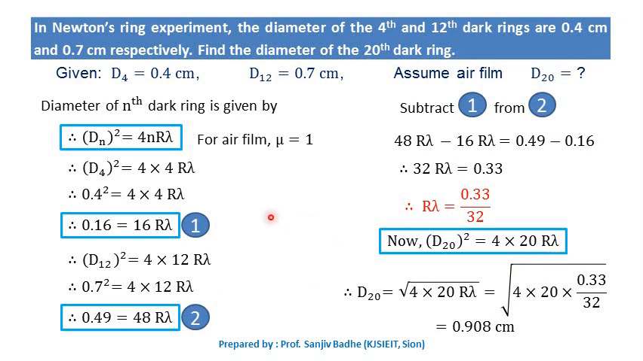When we do the Newton's ring experiment, actually we will take multiple readings for the diameter of different dark rings, and then we will plot the graph of diameter square versus n, and from the slope of that graph we can find out the value of r lambda. So in order to reduce the error in the calculation, we have utilized the information of the 4th dark ring diameter and the 12th dark ring diameter both.